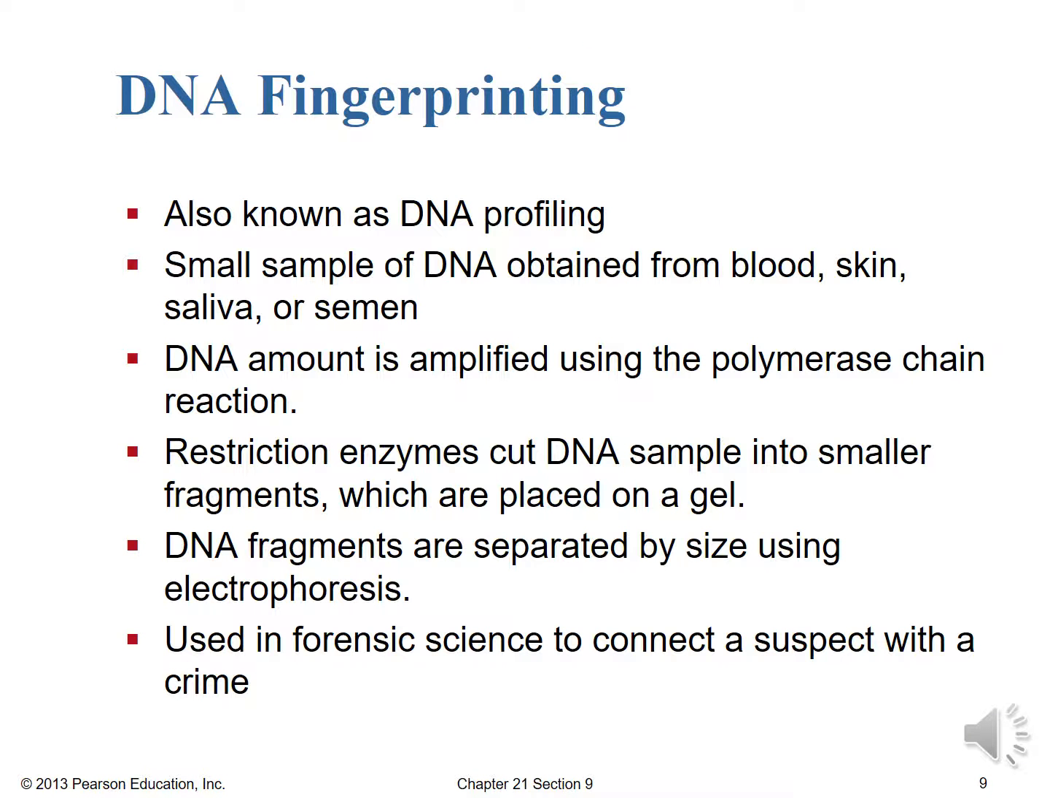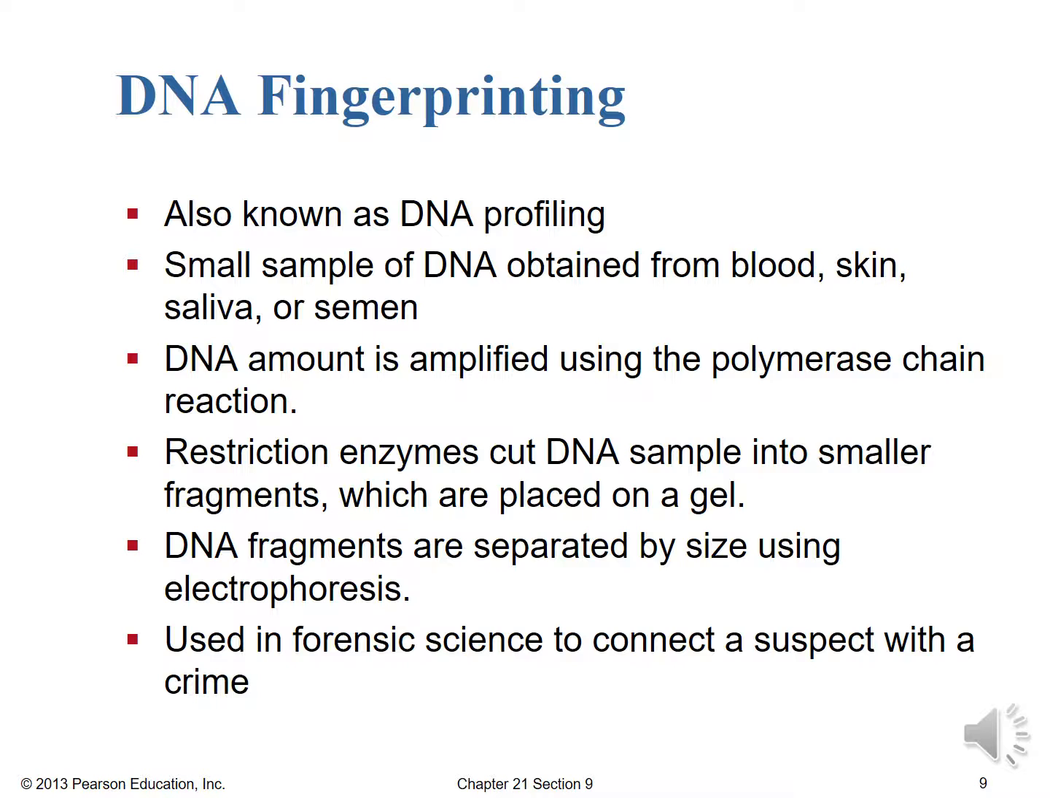DNA fingerprinting is also known as DNA profiling, and small samples of DNA obtained from body fluid like blood or skin cells or other body fluids like saliva or semen are good sources of the DNA. The DNA amount is typically small in those samples, so you can amplify them using the PCR, polymerase chain reaction, method we just described. The restriction enzymes can then cut that sample into smaller fragments, which we talked about earlier when we mentioned the Southern transfer DNA fingerprinting.